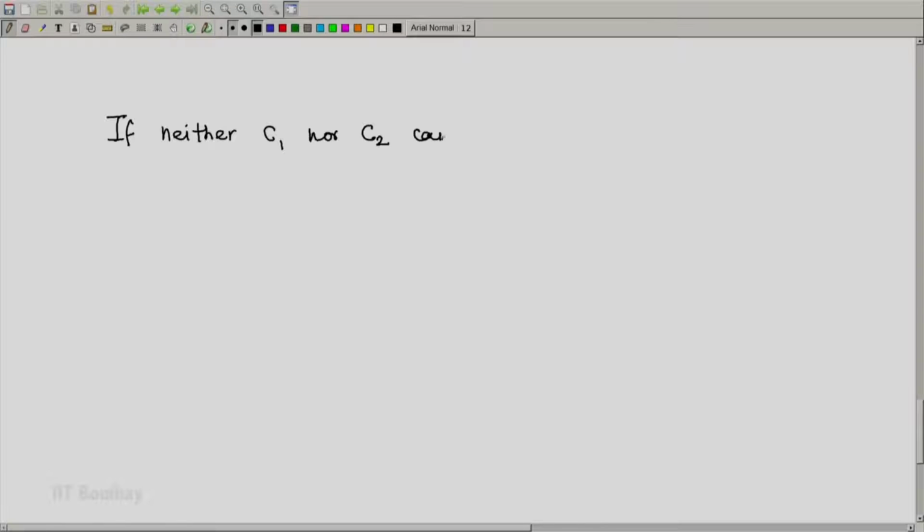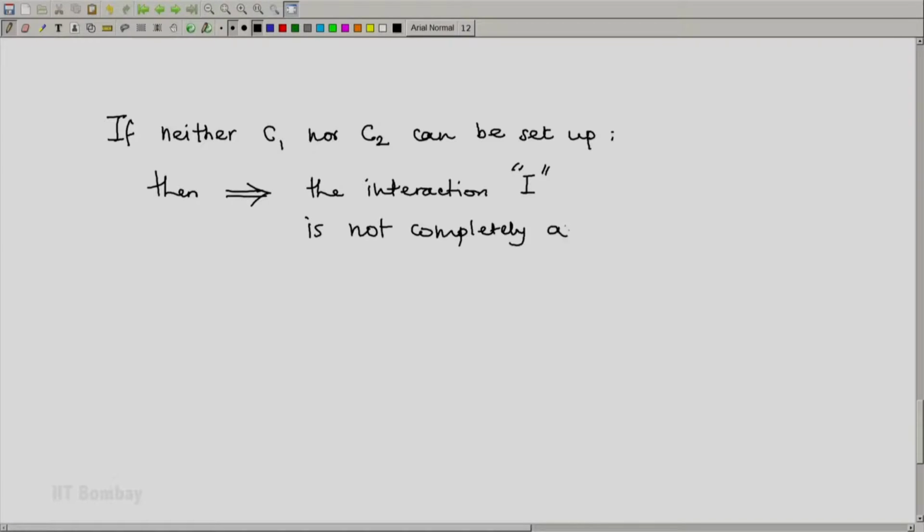It is also possible that we cannot set up C1 nor can we set up C2 as required. Then the conclusion is the interaction I is not completely a work interaction. It may be work in part, but definitely there is a component which is the non-work type of interaction. Later on we will define this non-work type of interaction as the heat interaction.